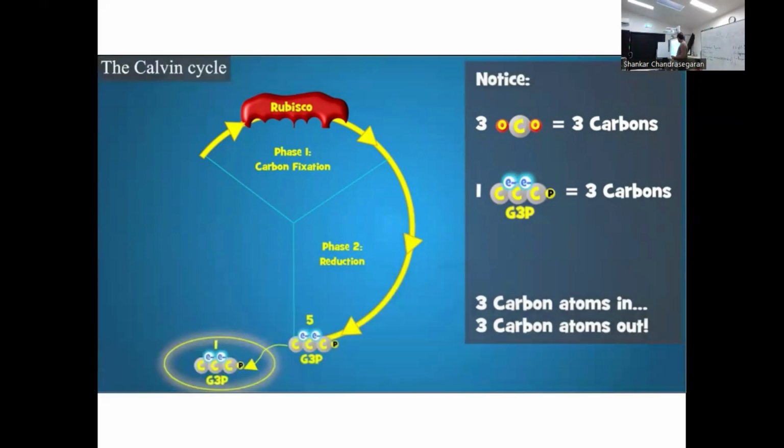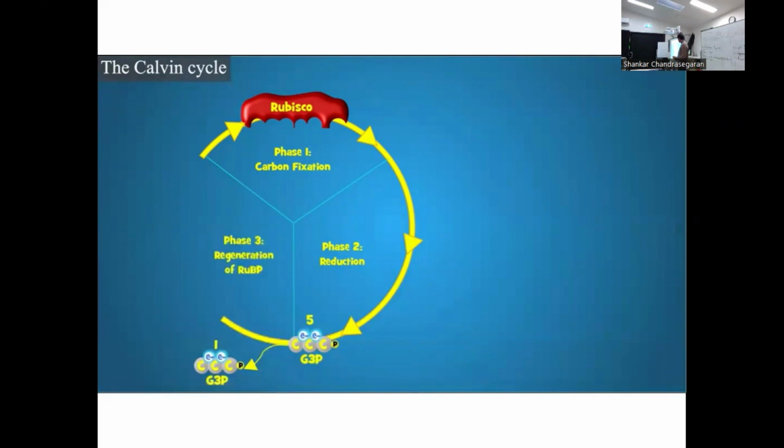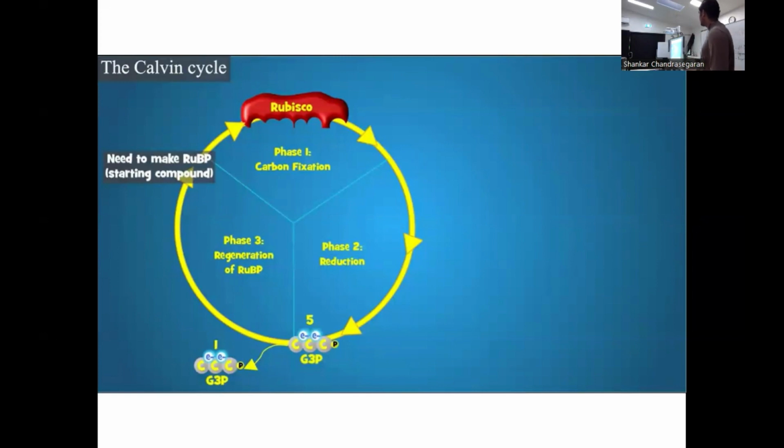Makes sense, right? Phase 3, regeneration. Notice in our model that only 1 G3P is removed from the cycle, but 5 more remain. These 5 G3P molecules get converted back to our starting compound, RUBP. Remember, the Calvin cycle is a cycle, so we need to make our starting compound again to keep the cycle going. Now, I'm going to give you a moment to think. If we have 5 G3P molecules, and each one has 3 carbons, how many carbon atoms do we have?